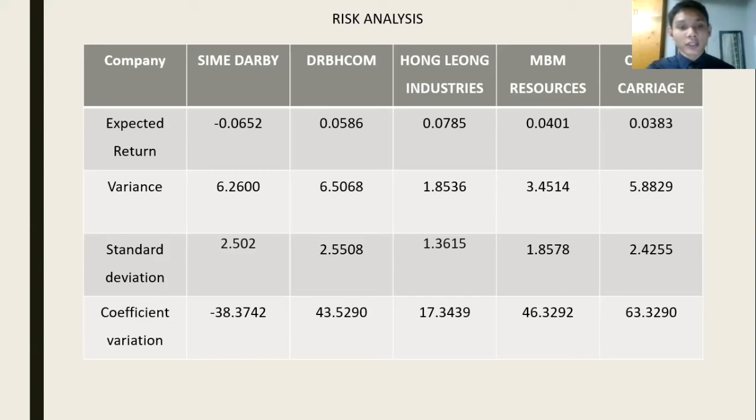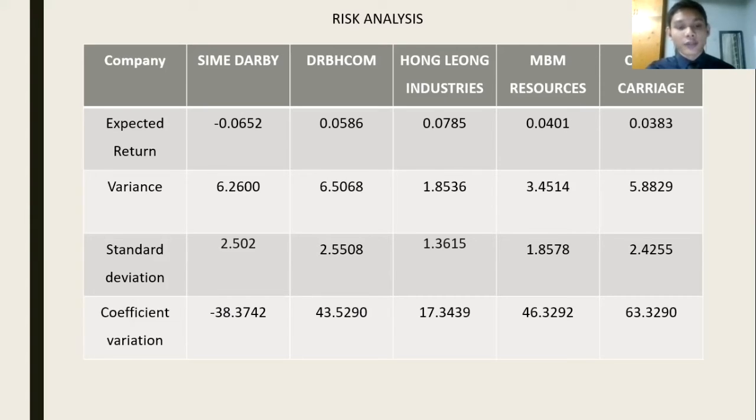The coefficient of variation is to determine how much volatility investors assume in relation to the amount of return they can expect from their investment. A higher coefficient of variation signals a much higher risk. From the table, Cycle and Carriage Berhad has the highest coefficient of variation with 33.3290. Sandarbi Berhad recorded a negative coefficient of variation with negative 38.3742. It indicates that Cycle and Carriage Berhad stock is riskier compared to other companies.